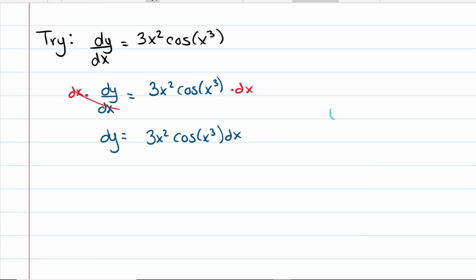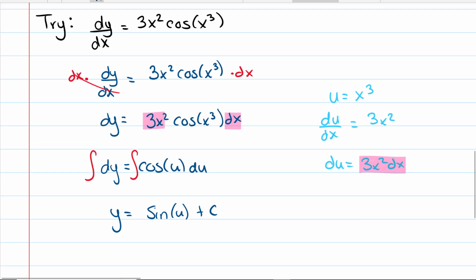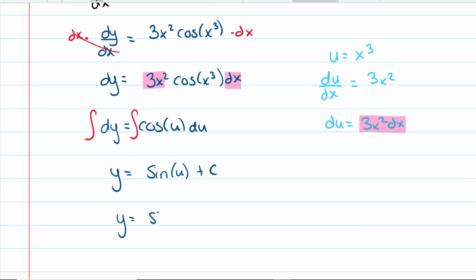And this is where we're going to use our u sub. We're going to let u equal x cubed. So du/dx is equal to 3x squared, so du is 3x squared dx. Using our u sub, we get dy is equal to cosine of u du. We're going to integrate both sides, and we get y is equal to sine of u plus c. And the last step is to put the u back as x cubed. And we're done.